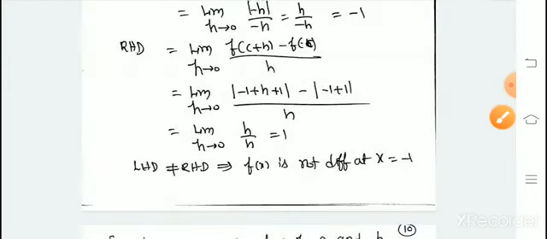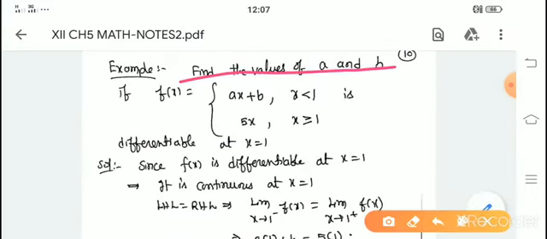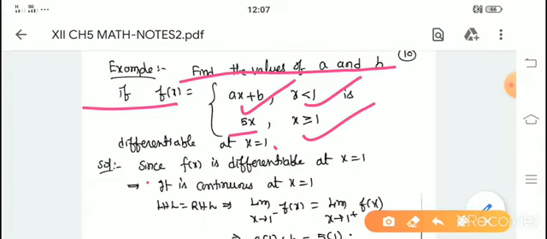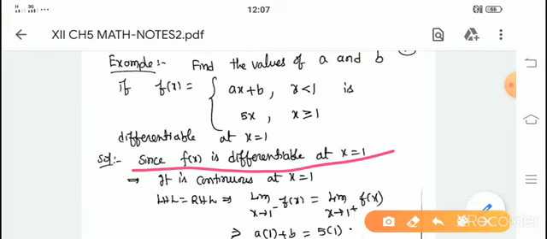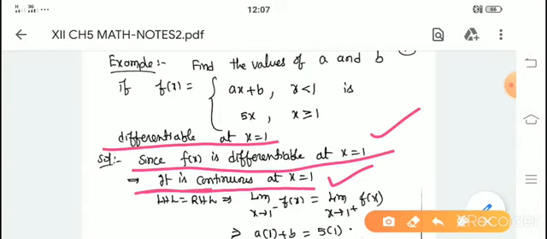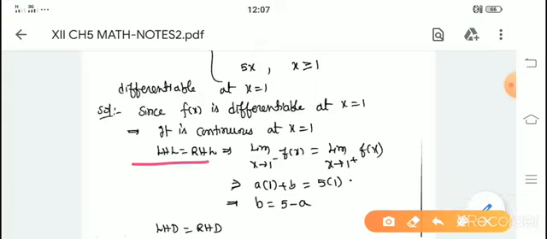In a similar way, they are telling us to find the values of a and b if f of x is equal to ax plus b for x less than 1, and 5x for x greater than or equal to 1, is differentiable at x equal to 1. You know very well every differentiable function is continuous. Since they said that it is differentiable at x equal to 1, it is continuous at x equal to 1. Continuous means left hand limit is equal to right hand limit. Use the formula to find out the values.